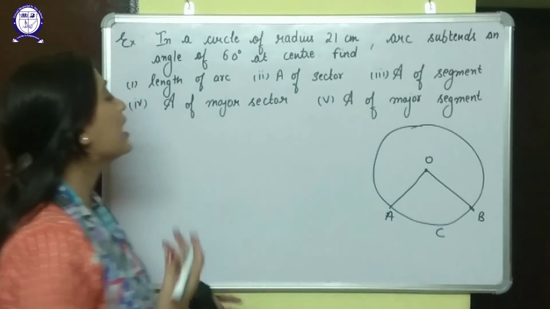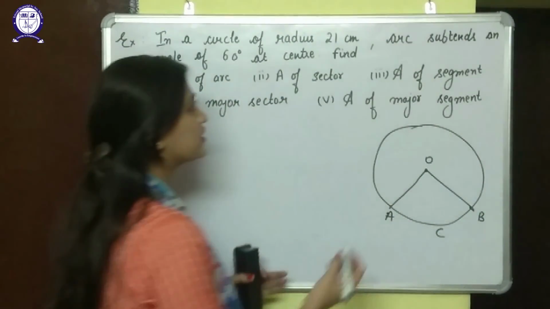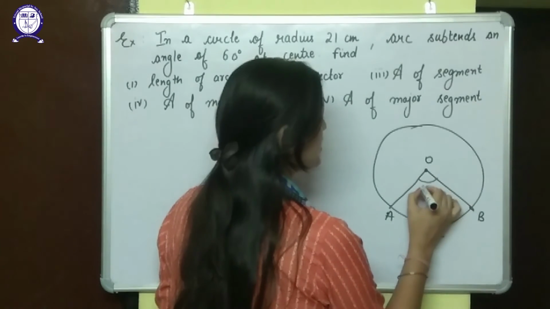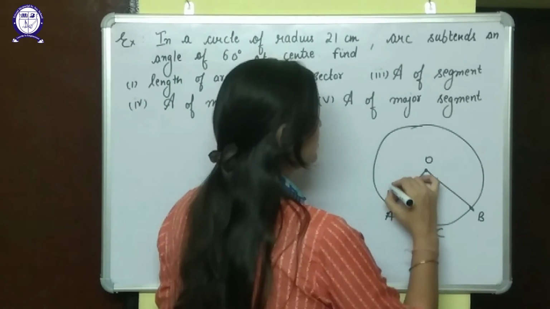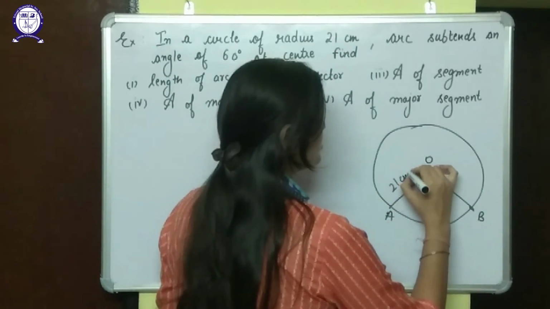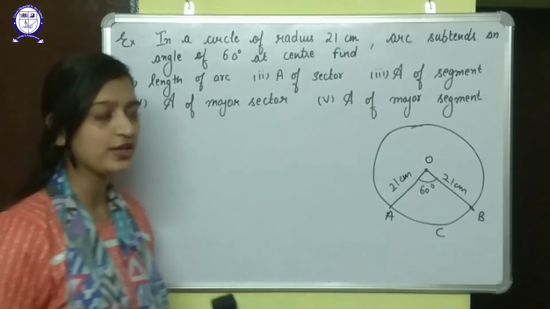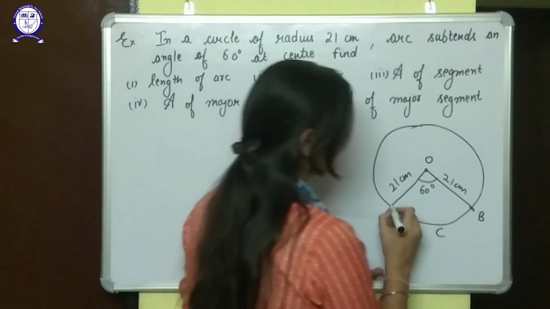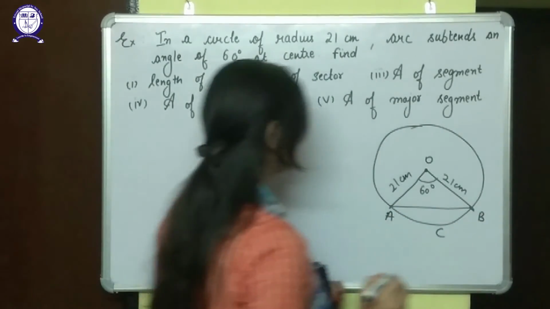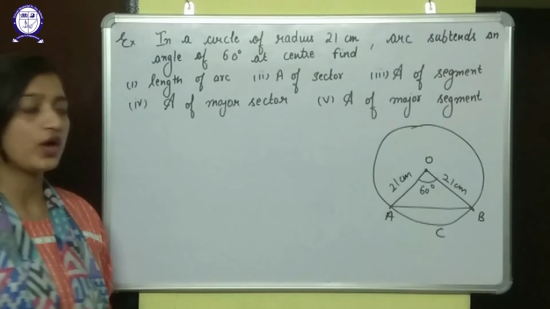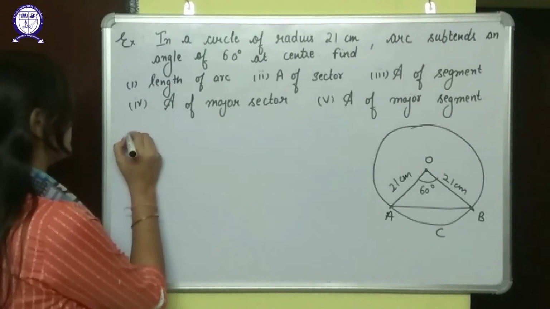Okay. Now it says the arc subtends an angle of 60 degrees. So this is my 60 degrees and the radius is 21 centimeters. Since the question is of segment also, we will join this A and B and make the chord. Okay. Now coming to the first question.